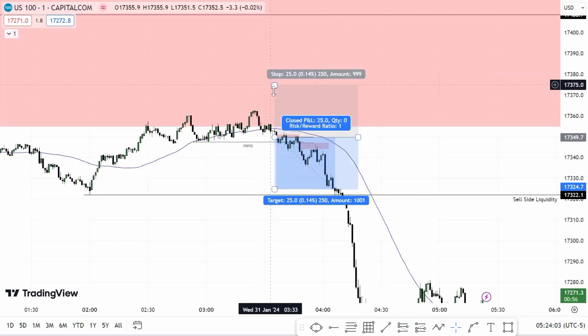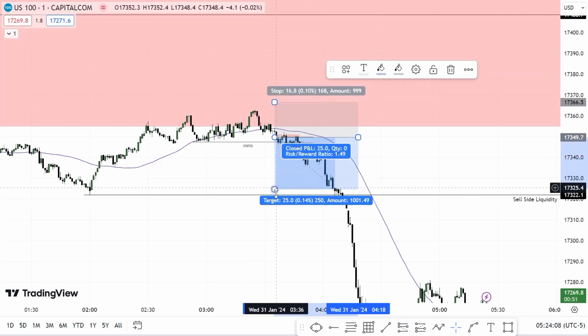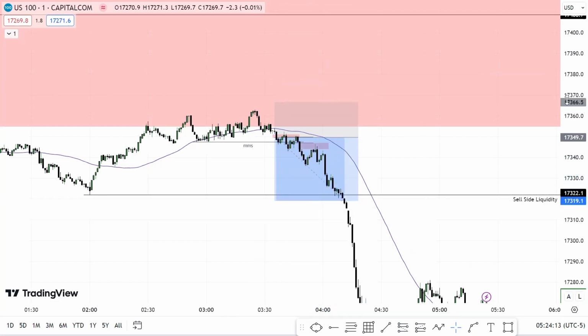You see, this is where our stop loss would have been. Our stop loss would have been here. Then our take profit would have been here, even below there. So that's the moving average phantom, guys.